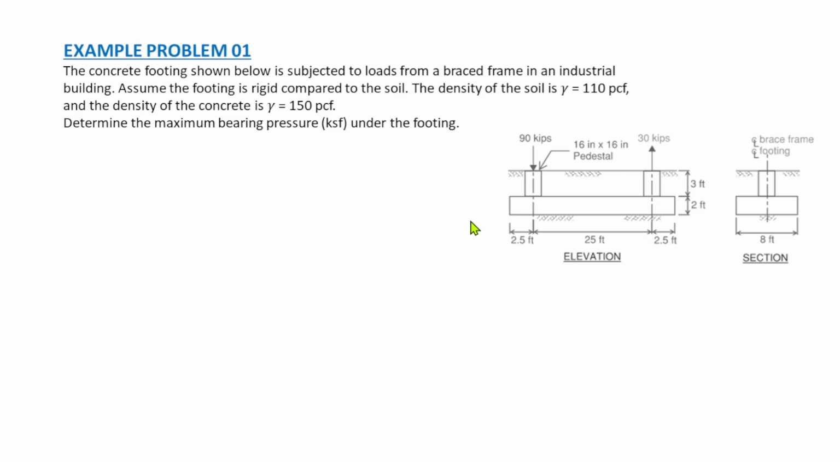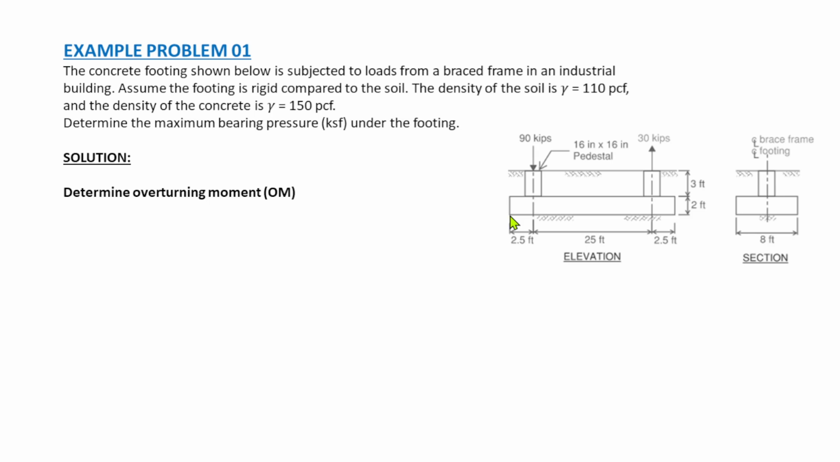Now, let's go to the solution to find the maximum soil bearing pressure here. But take note, we have the uplift of 30 kips here. So the 90 kips is downward. First of all, we need to determine the overturning moment, and we have only one overturning moment here. This 30 kips, which is uplift, will tend to rotate the foundation counterclockwise.